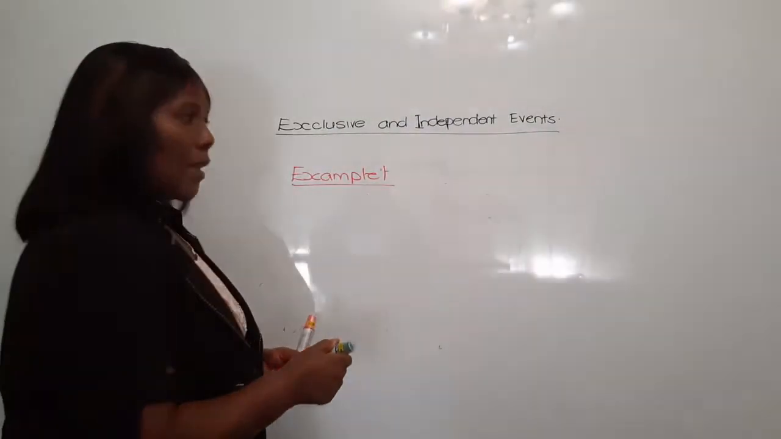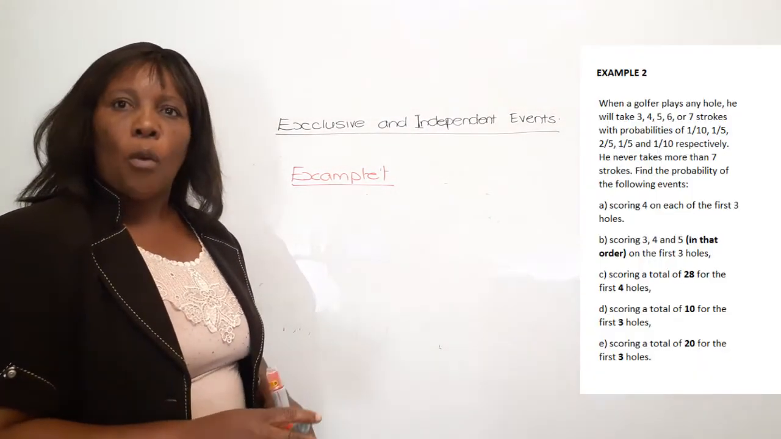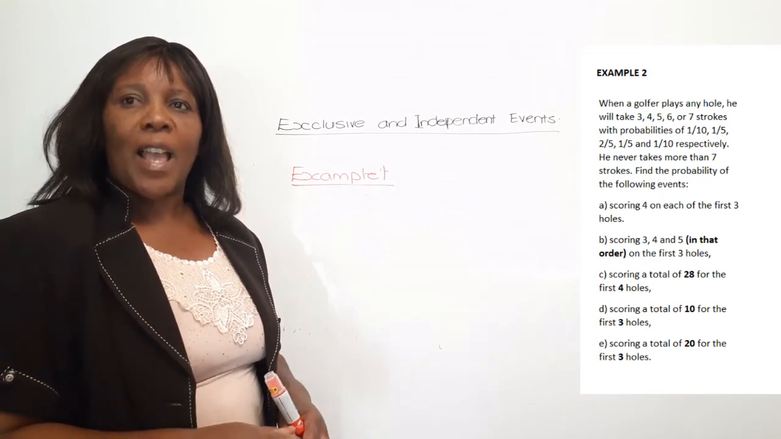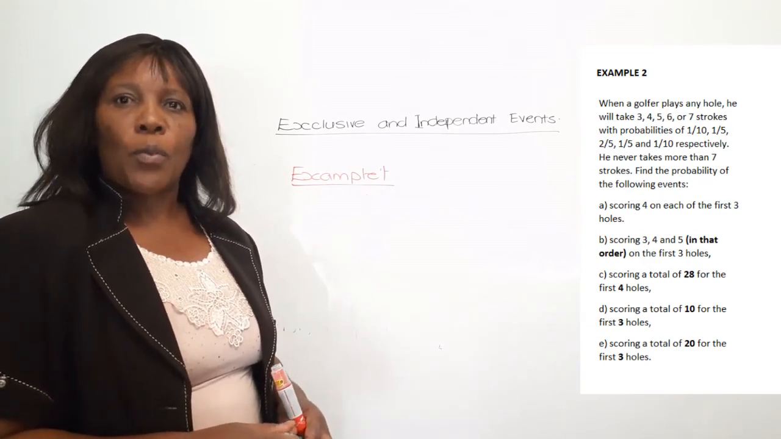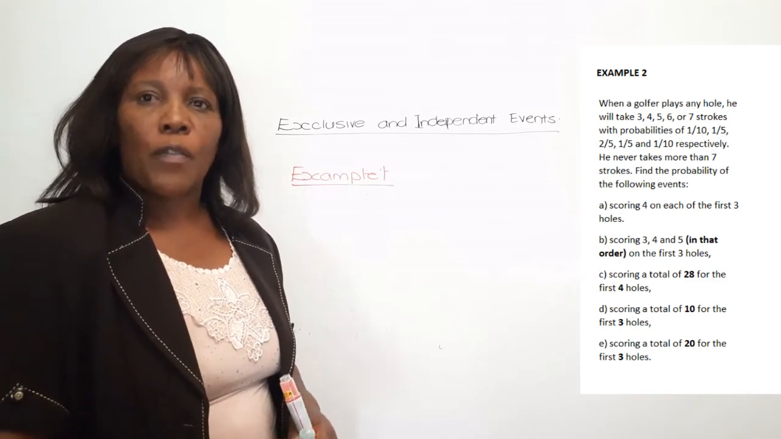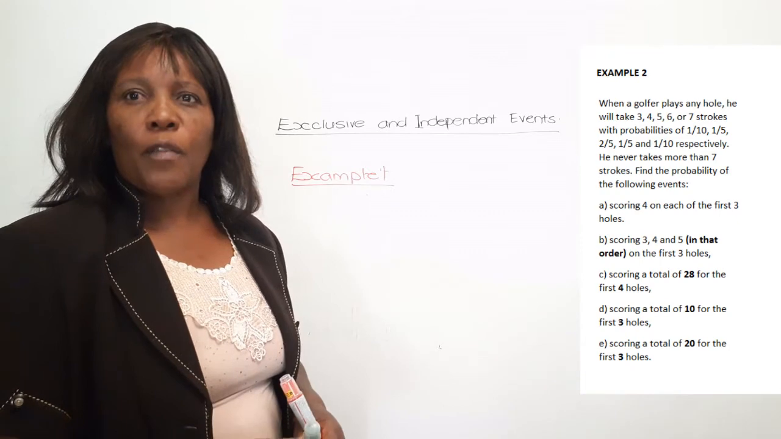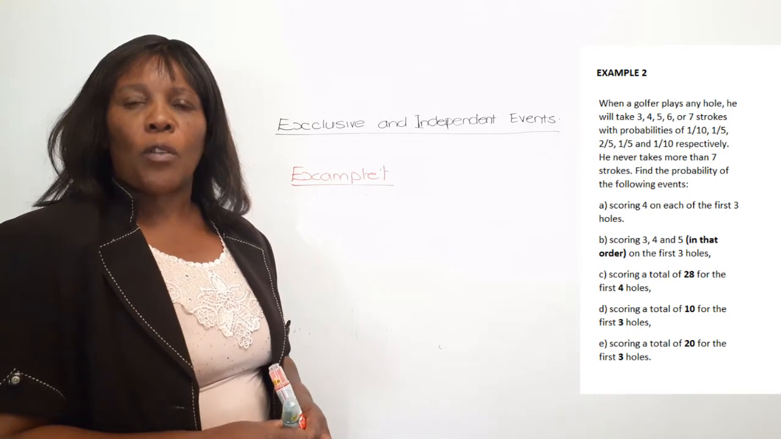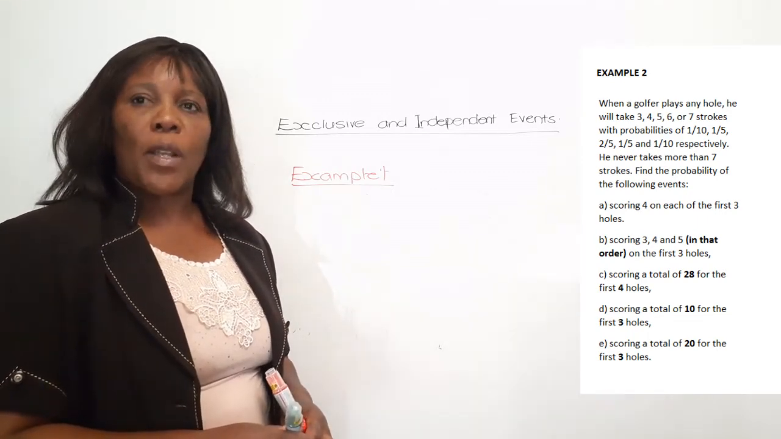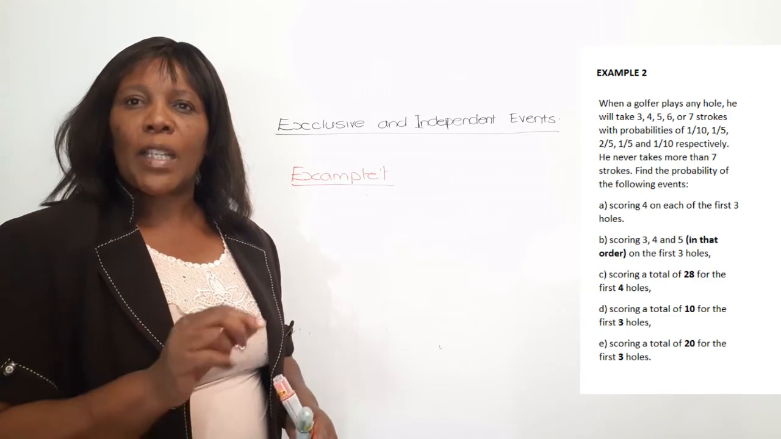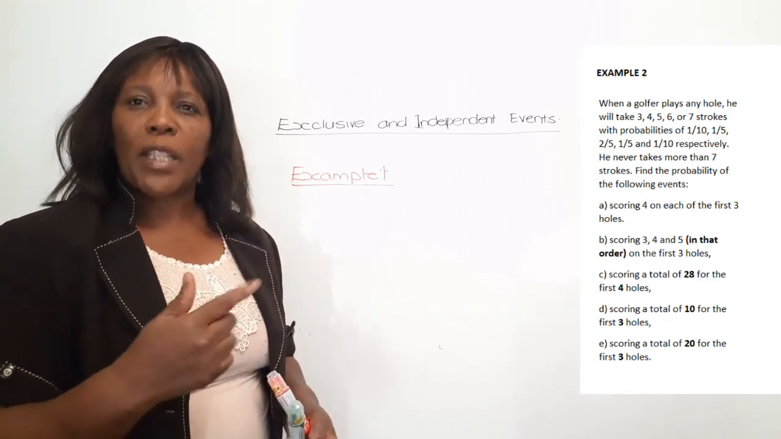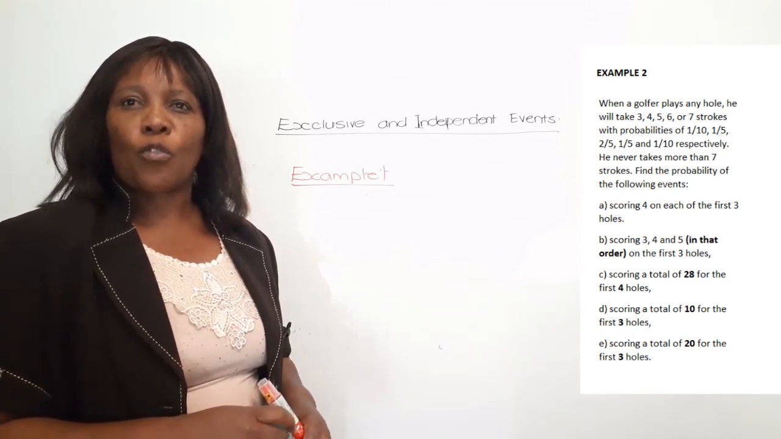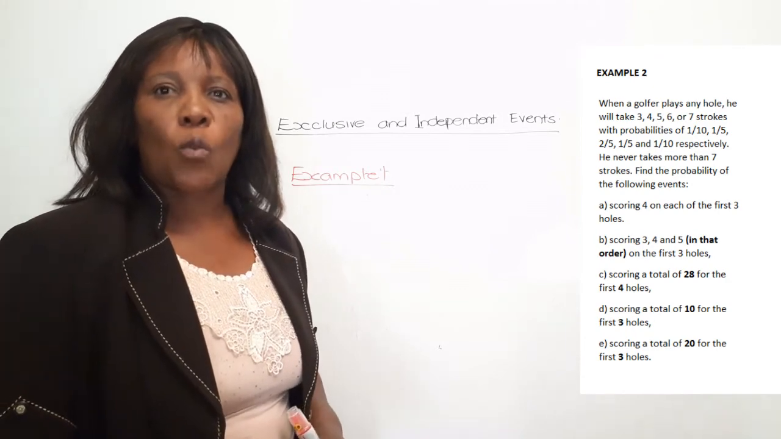Our next example, as you can see it on the board, reads, when a golfer plays any hole, he will take 3, 4, 5, 6, or 7 strokes with probability 1 over 10, 1 over 5, 2 over 5, and 1 over 5, and for 7 you've got 1 over 10 respectively. I hope you get the word respectively. It simply means that each probability is matched to the number of strokes accordingly. So if you are looking at 7 strokes, the probability of 7 strokes is 1 over 10.